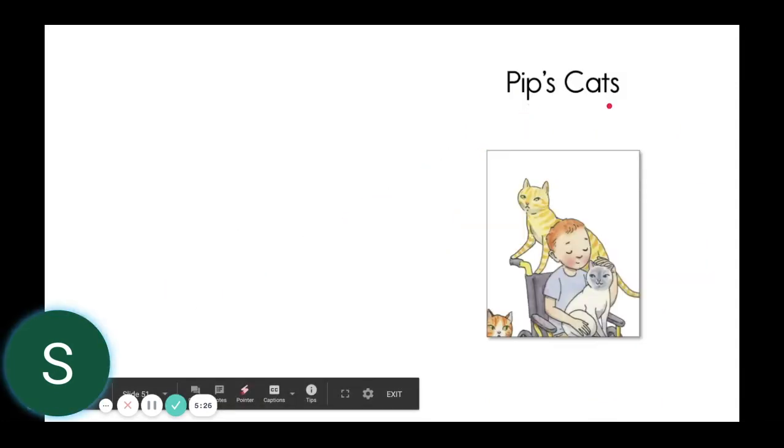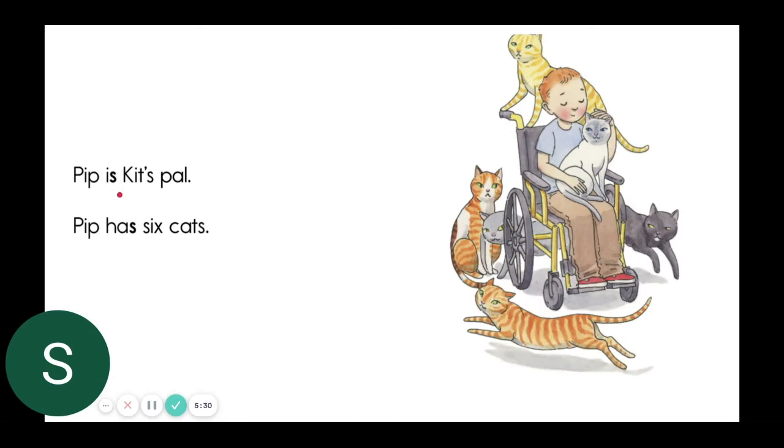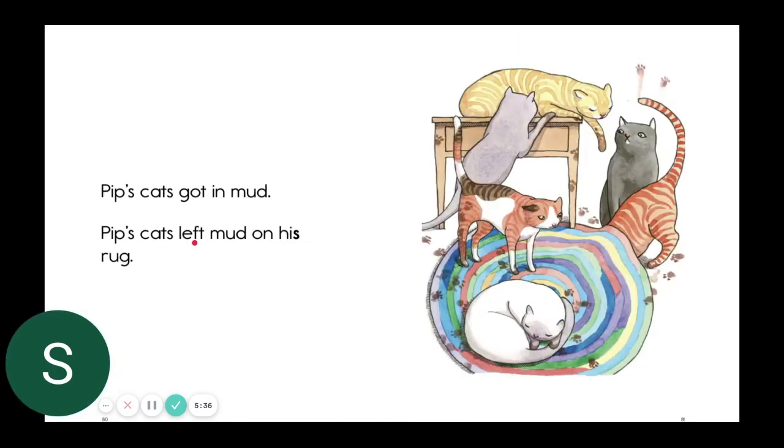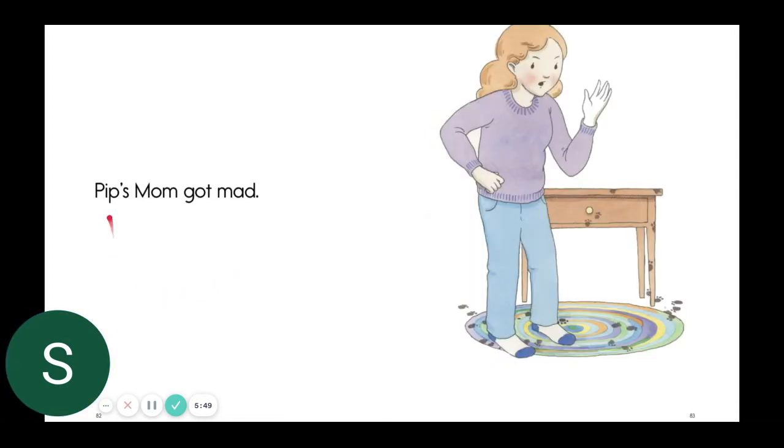Pip's cats. Pip is Kit's pal. Pip has 6 cats. Pip's cats got in mud. Pip's cats left mud on his rug. Pip's mom got mad.